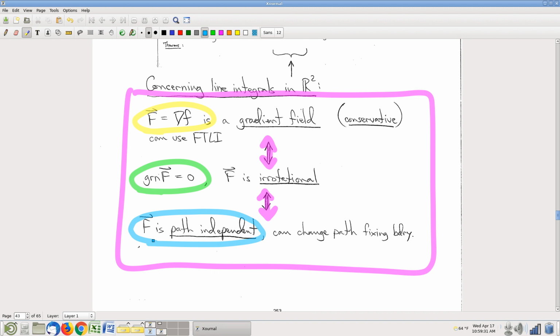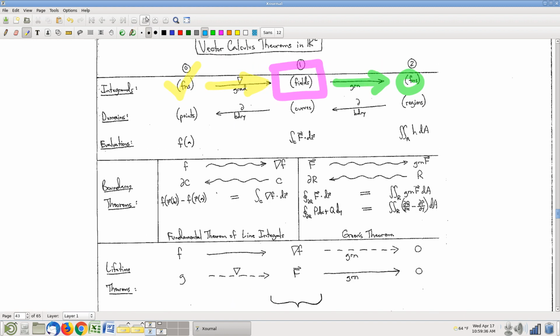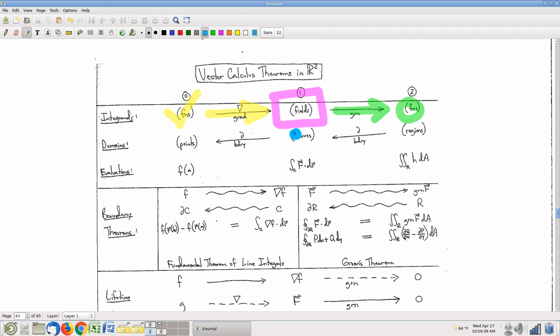Here's how I'm going to draw path independent. I'm going to zoom in. It gets weird. A vector field is path independent if, when you have two curves with the same boundary points, the line integral is the same on both. It's just a figurative way to represent it on the picture. These vector fields have all three of these properties. Any vector field with the yellow property also has the green property, also has the blue property. That's pretty special to have all three simultaneously.